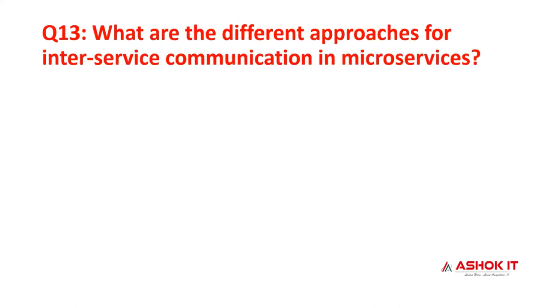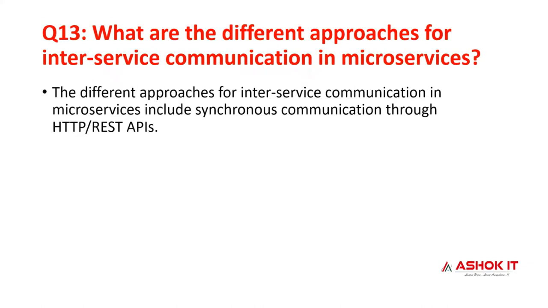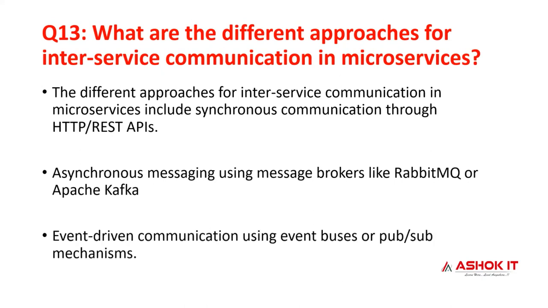Question number 13. What are the different approaches for intra-service communication in microservice? One of the most asked question. If one microservice wants to communicate with another microservice, then we are going for an intra-service concept. We can use HTTP REST APIs, that is REST templates, web clients we can use. Asynchronous message also can be done by using RabbitMQ or Kafka. We can do event-driven communication by using PubSub concepts or event bus.